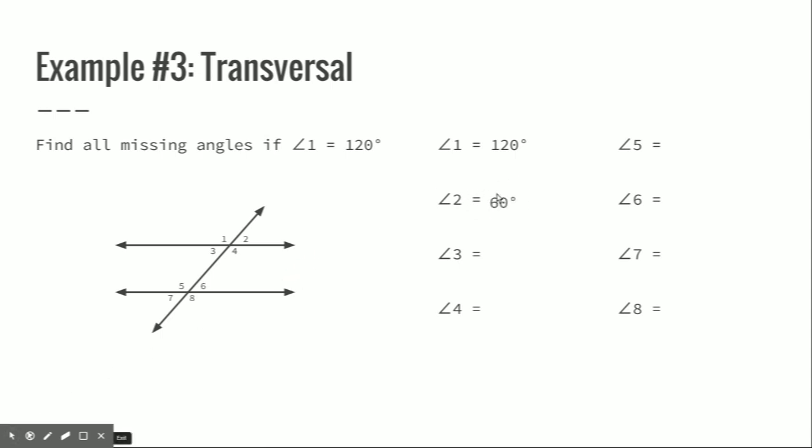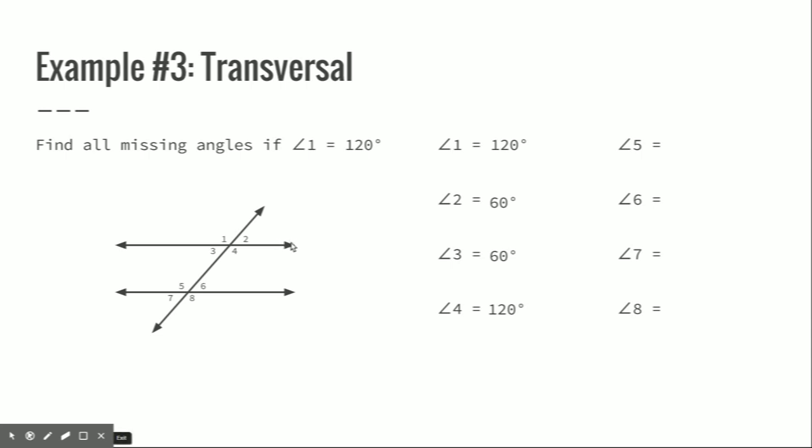And once you find this angle, the rest is all easy from here. Because if you look at 3, 3 is across from 2. And if you remember, that tells us that that's a vertical angle. Okay? And vertical angles are the exact same. So 3 is also 60. Now 4 is right across from 1, which makes it a vertical angle, and those are the same. So 4 is 120 degrees.